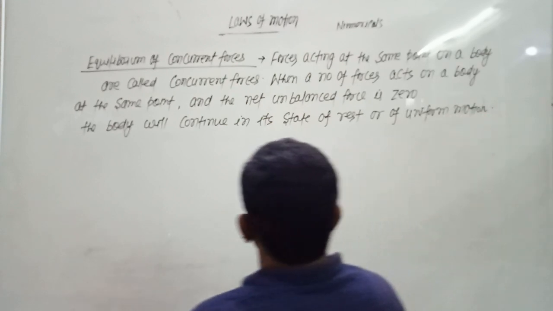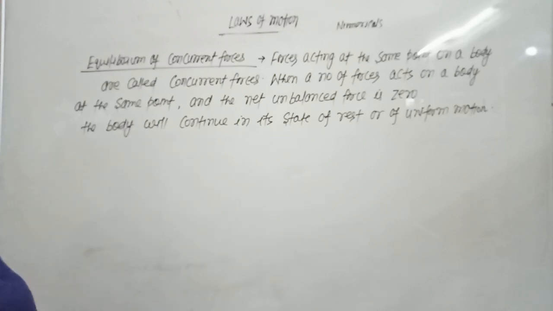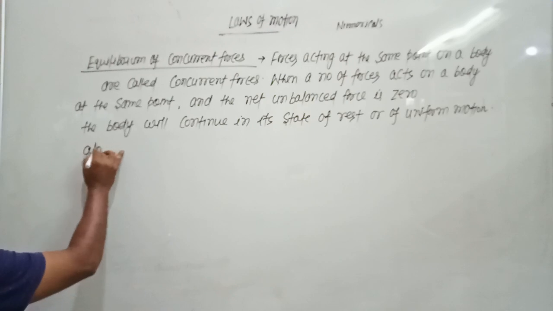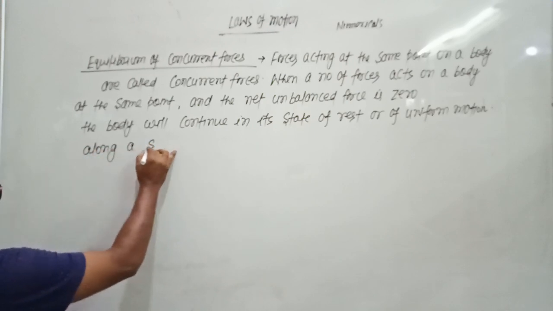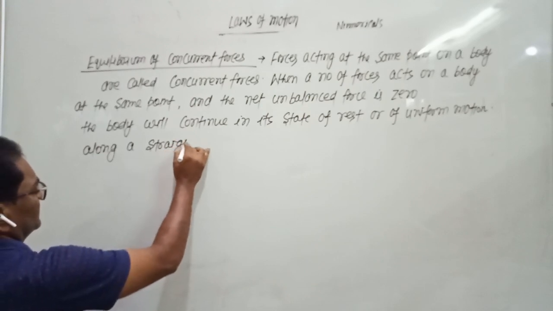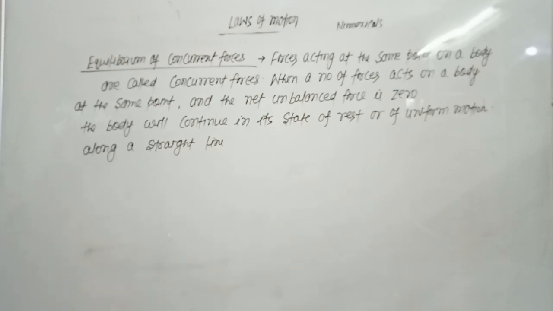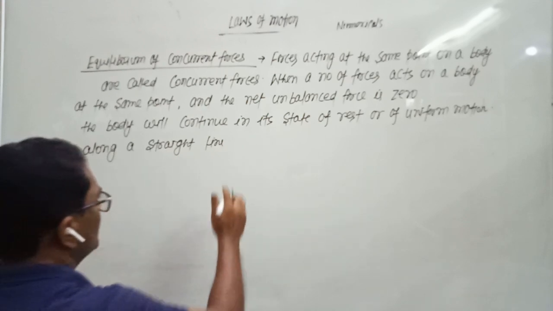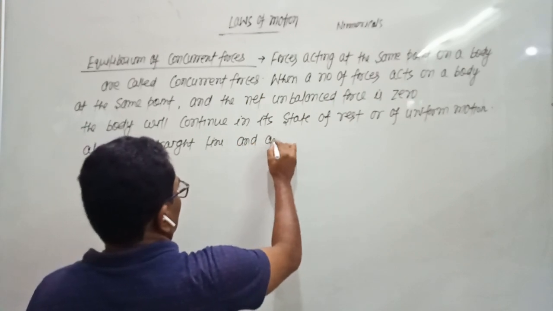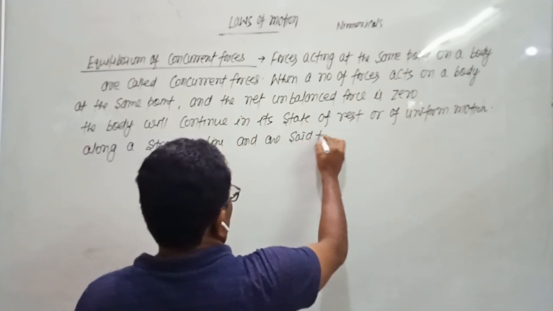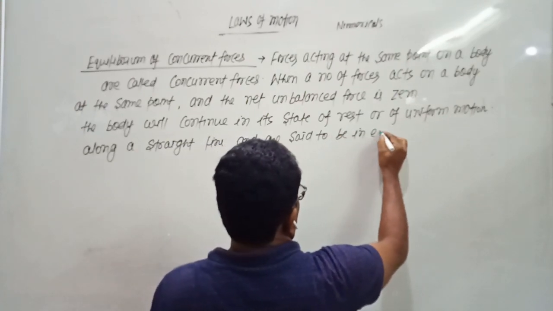If the resultant of all the unbalanced forces acting on a body is zero, it means the body will continue in its state of rest or uniform motion along a straight line, and is said to be in equilibrium.